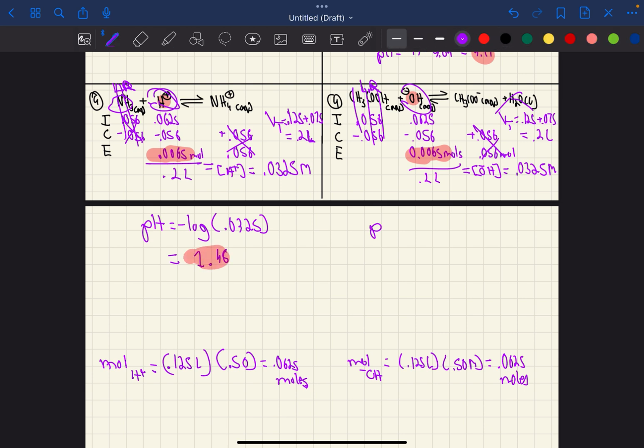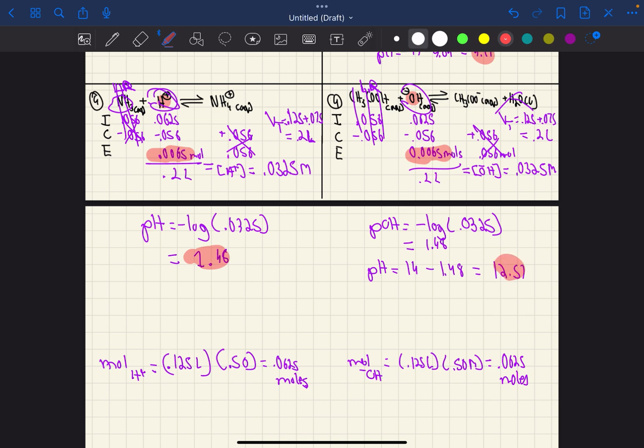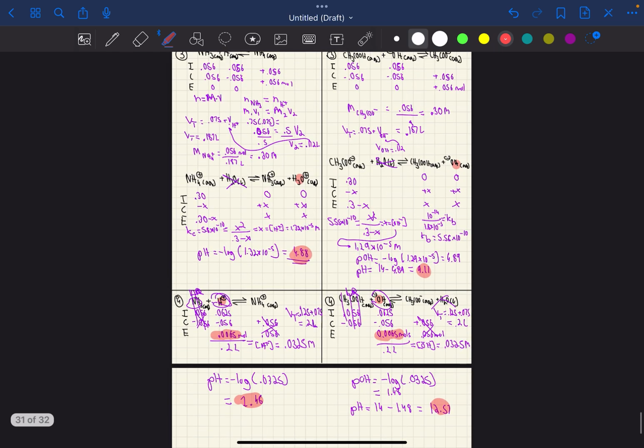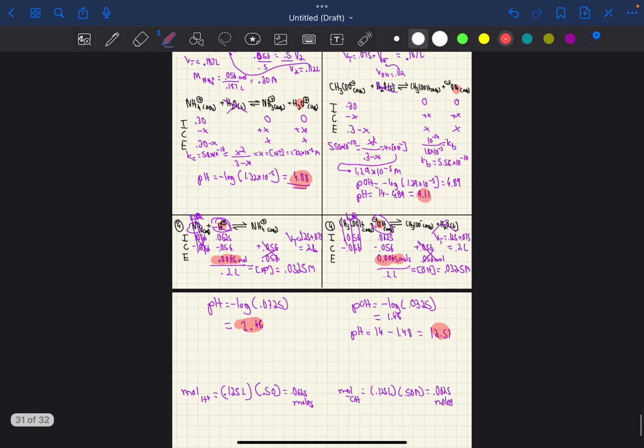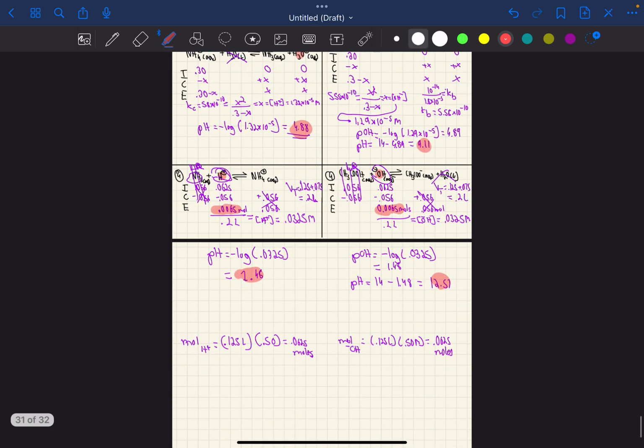And then here it's going to be pOH because you solved for the concentration of OH minus. So negative log of 0.0325, you're going to get 1.48. And then what you're going to do here is, obviously, pH is 14 minus the number, and you're going to get 12.51. I might have done some math errors throughout this, and I'm sorry if I did. But if you recognize that I made a math error, that means you're on the right track. So good job. That's it, guys.